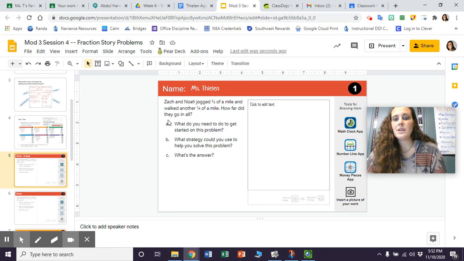Read the problems carefully. Think, what do I need to do to solve this? What strategy can I use? And then what's the answer? You must solve at least 2. If you have extra time, you can solve more and even push yourself for that challenge.